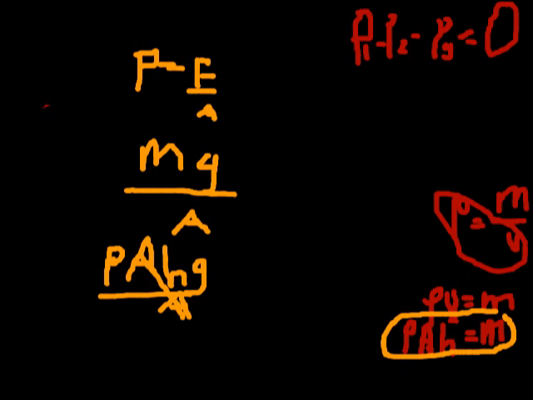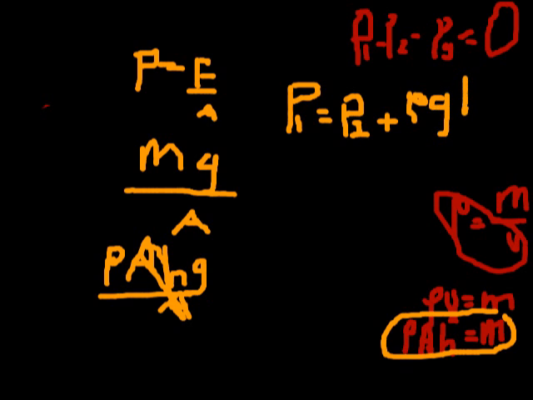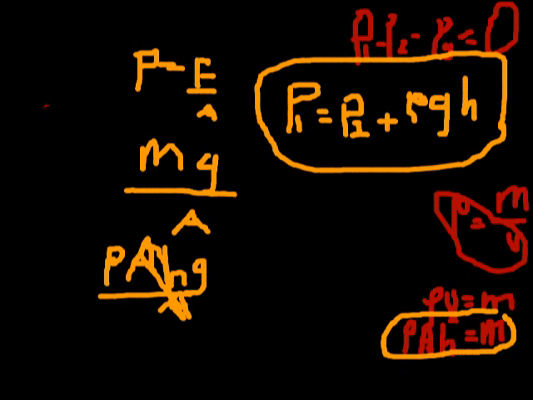So these two areas cancel, and if you rearrange this equation, you get that pressure 1 equals pressure 2 plus rho gh, which is the density of the liquid times acceleration due to gravity times the height. And you're all familiar with these equations. Okay, and that's about it.